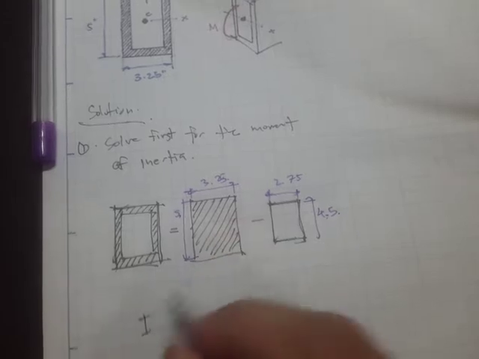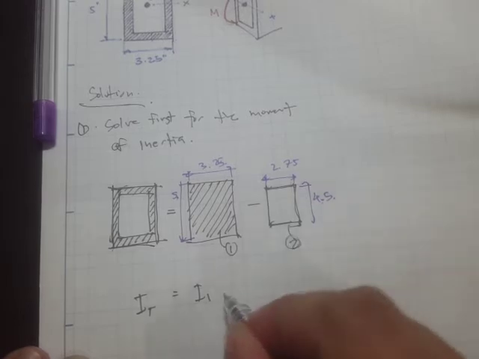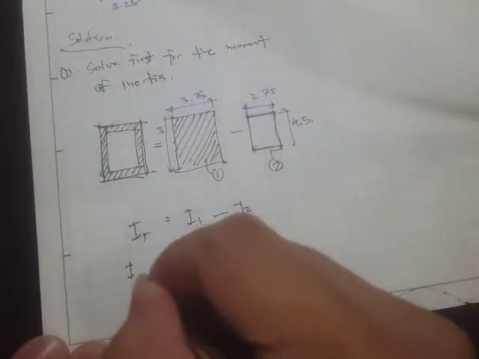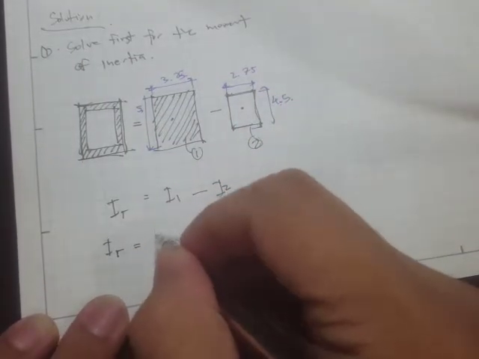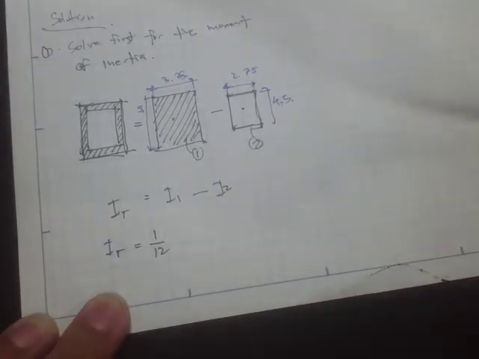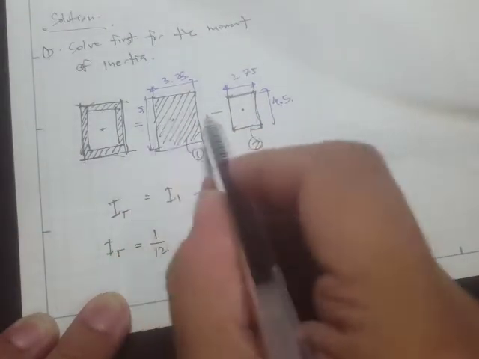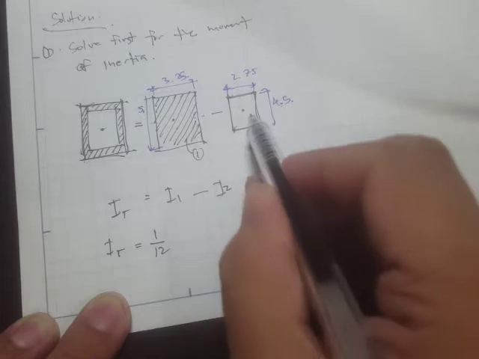So the I total is simply I sub 1 minus I sub 2, where this is 1 and this is 2. The centroid is actually the same right here, so we don't need to use the parallel axis theorem because the centroid passes through the same point, whether in this shape or that shape.